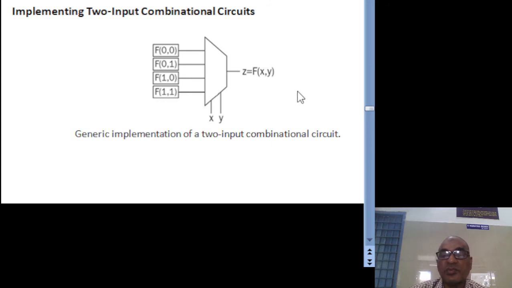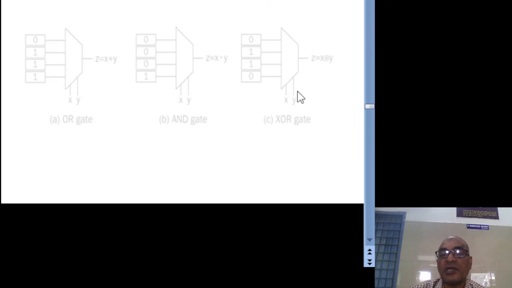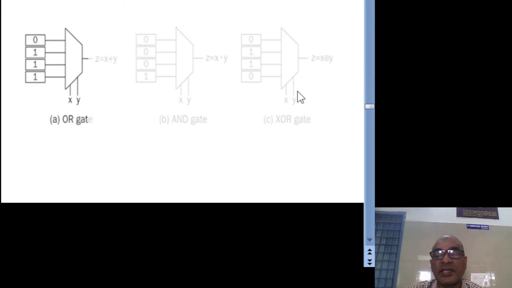So suppose with reference to two variables, the given function is an OR gate. In the two input OR gate case, based on the truth table, the outputs are 0, 1, 1, 1. So that data you need to load in the RAM first of all. That data has to be loaded in this one.